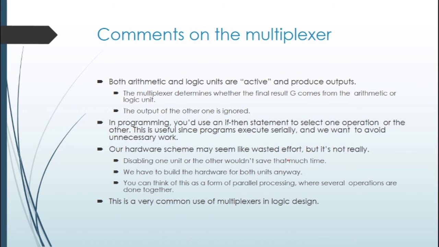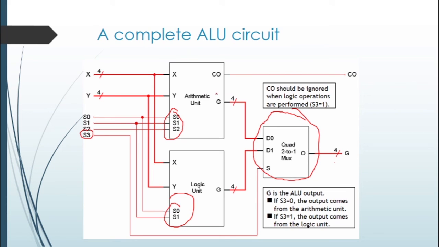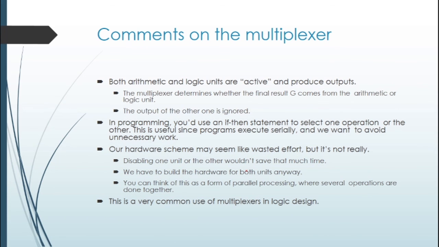final multiplexer. So about the multiplexer, both arithmetic and logic units are active. This is actually the main property of combinational circuits, that all the units are already generating outputs. So whether we are using an arithmetic operation or a logical operation, the outputs of both systems are actually there. So which output we need, we have to select from this multiplexer. It means both of the outputs are already there. So that's why you use a multiplexer.